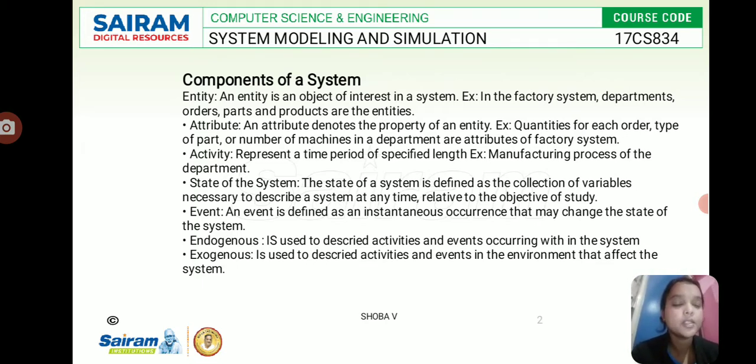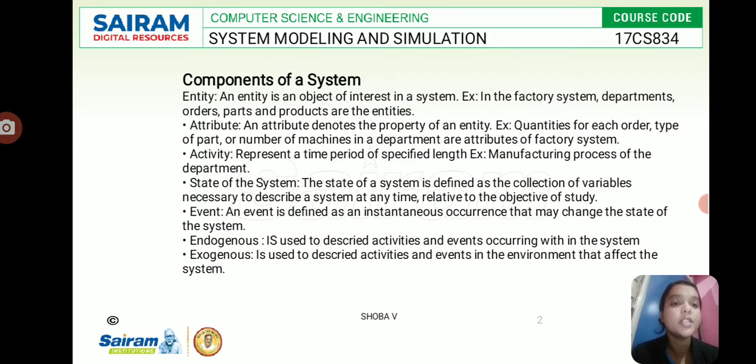And state of the system. The state of the system is defined as a collection of variables necessary to describe a system at any time, relative to the objective of study. An event is defined as an instantaneous occurrence that may change the state of the system. For example, if you are in a stable system and another event occurs, that event may change the state of the system. Otherwise, we can call it the system environment.